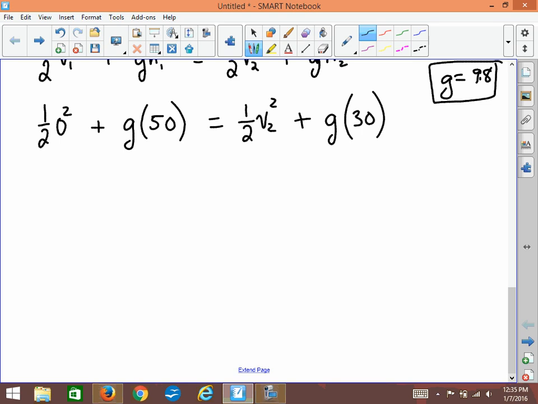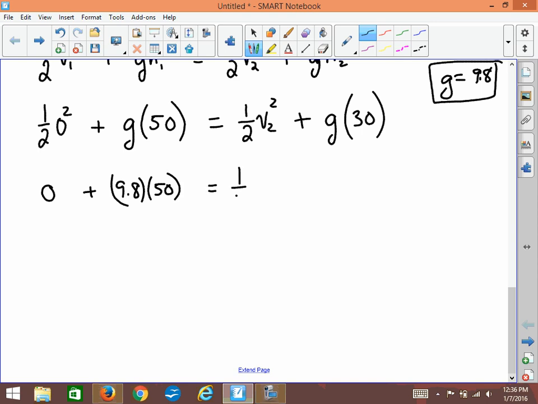So I'm going to do a couple of other things. What's 0 squared? 0. Half of 0 is 0. So the kinetic energy is gone. And that makes sense, because if the car is not moving, it cannot have any kinetic energy. So it's kind of like the math already knows that. And this would be 9.8 for the g times 50, which was the height in position 1.